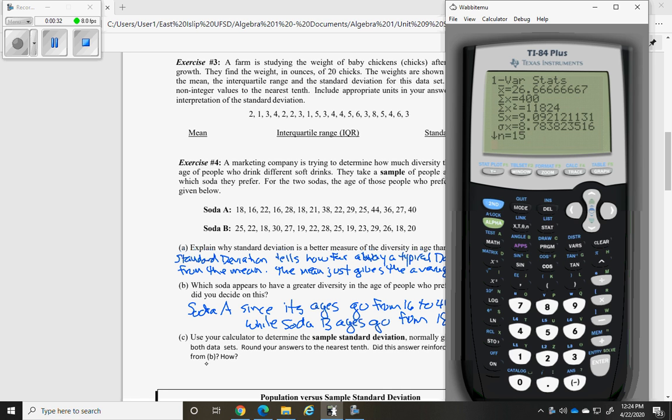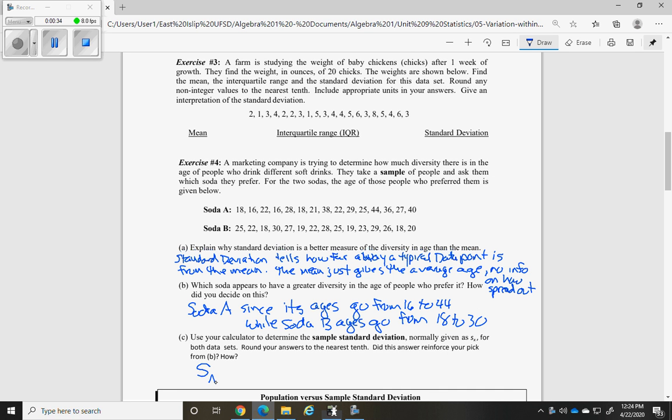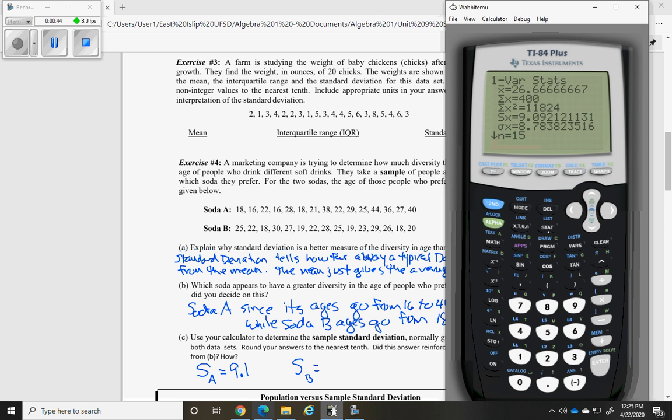I'm going to put a little A down here to show us for soda A. And the sample standard deviation for soda B, make sure you pick L2, is about 4.1.